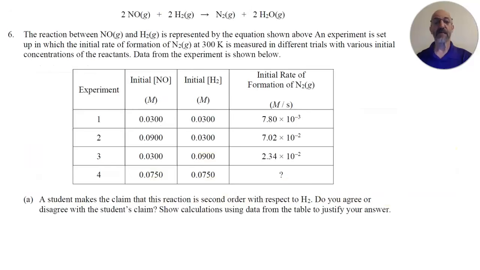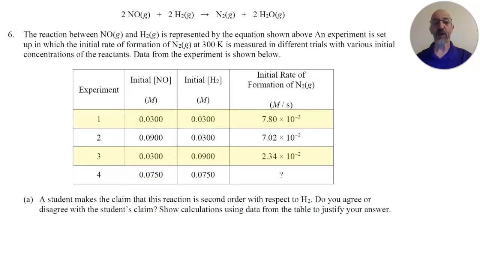So what I'm going to do is I'm going to look for two different experiments in which they held the initial concentration of nitrogen monoxide constant, but they changed the initial concentration of hydrogen. And so that means I'm going to be looking for a comparison of experiments 1 and 3.